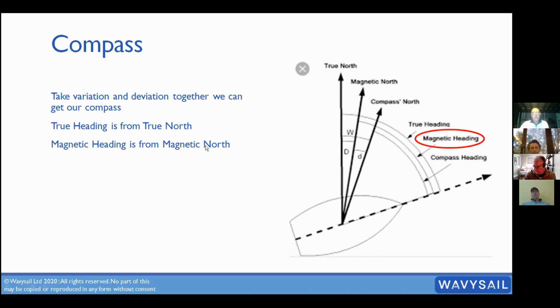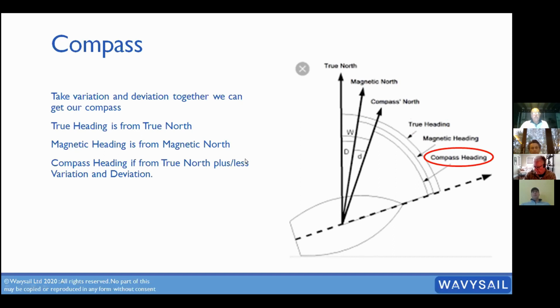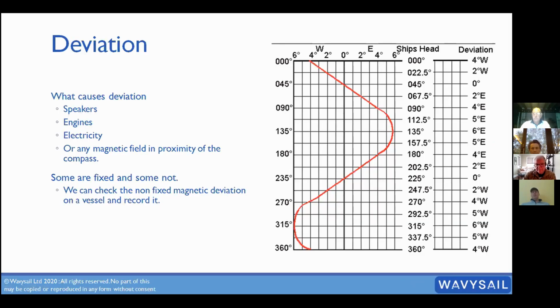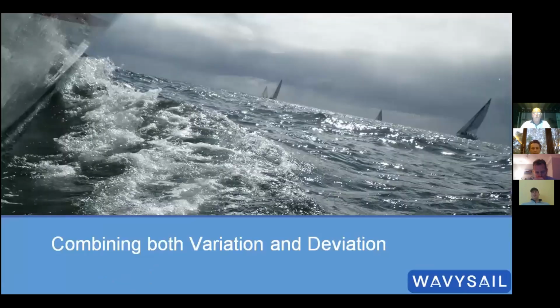Magnetic north is not taking into account any deviation, and the compass is deviation plus variation. It's the 2 together. The reason we get the 2 together when we look at a compass on a boat, and we call it compass heading, is because it is a fixed unit and you can swing it and you can make a deviation card for it. It's fixed, the engine's fixed, the electrics and everything else is fixed on board.